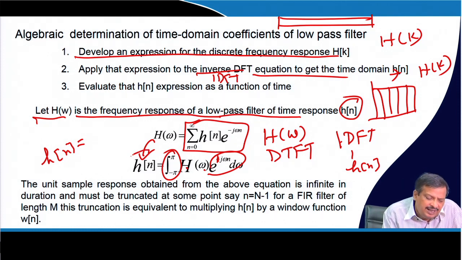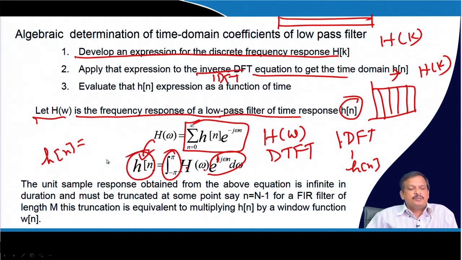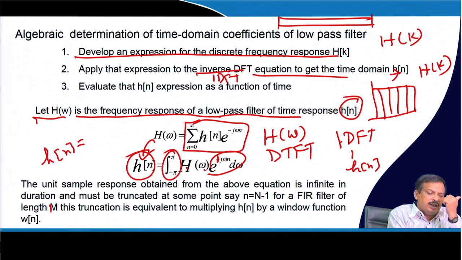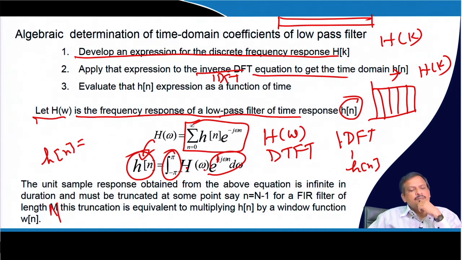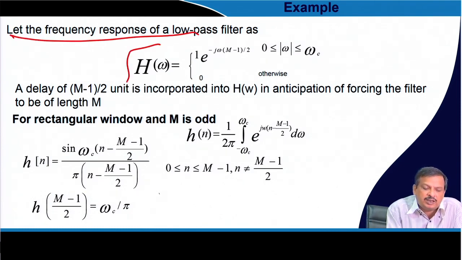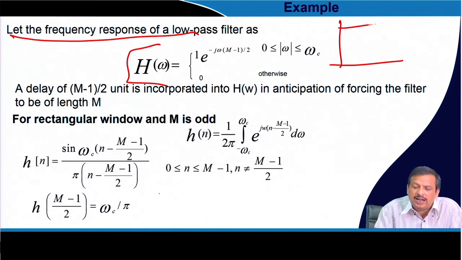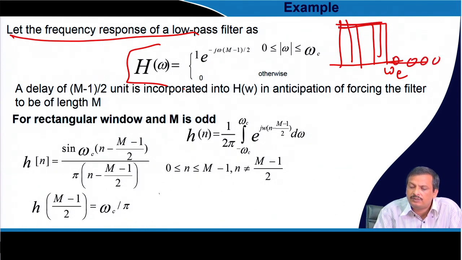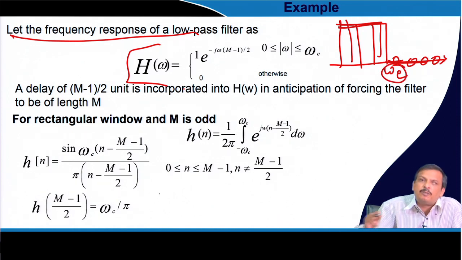But this one is infinite in duration. So I have to truncate it to a filter whose length is n, which is equivalent to multiplying h of n by an n-point window function. Let's say this is my low pass filter frequency response. What is required? Up to omega c, the amplitude is 1, else it is 0. This is my requirement. Omega c is the cutoff frequency.